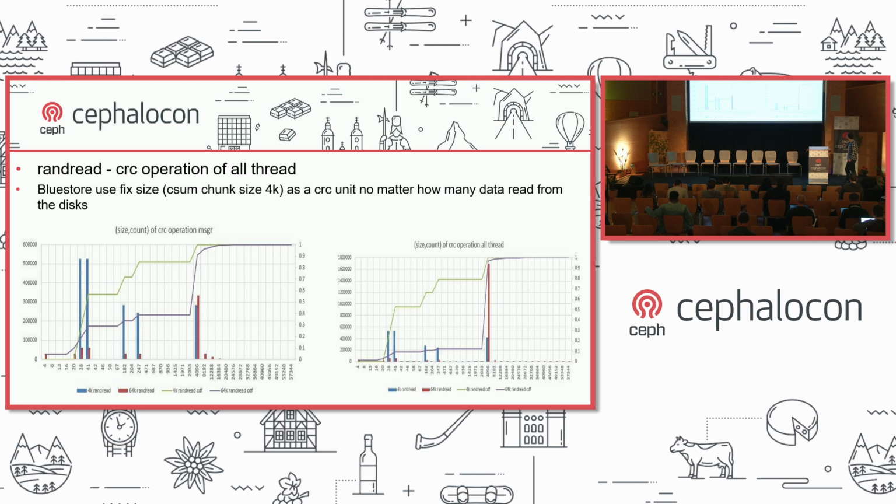But we did not see 64K read. It is because the BlueStore uses a fixed size CRC unit, no matter how much data is read from the disk. So it is not so efficient.